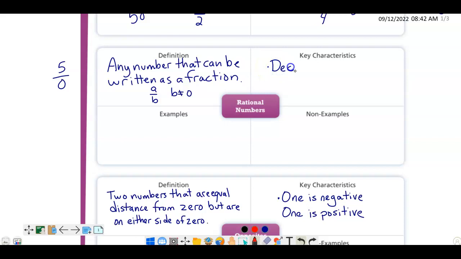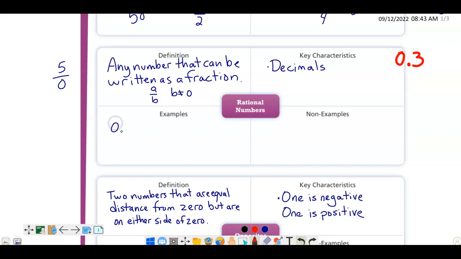Let's talk about decimals for a second. Some decimals are rational numbers, but some decimals are not rational numbers because they can't ever be written as a fraction. So let's examine which ones are and which ones are not. Let's do some examples and we'll figure this out. How about 0.3? Can you write that as a fraction? Yes, you can. So 0.3 is 3/10, 3 over 10.